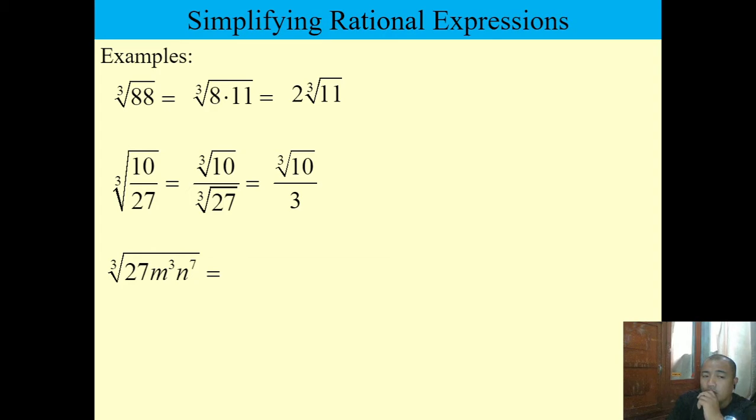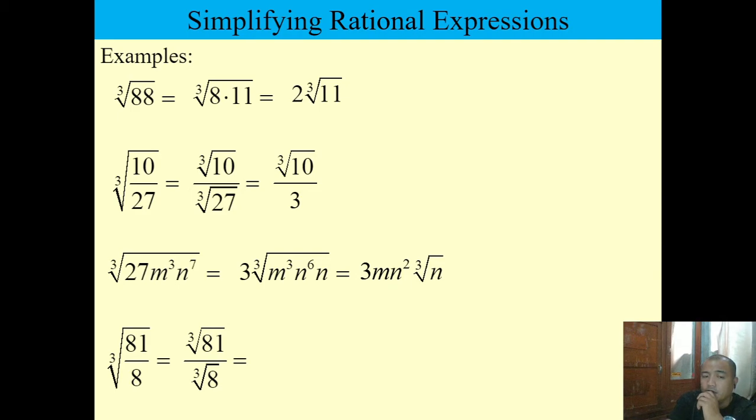Cube root of 27 m cubed n to the 7. First, we factor n to the 7 such that one of the factors is divisible by 3. So that's n to the 6 times n, right? Then the cube root of 27 is 3. So the answer is 3m n squared cube root of n. Cancel: 6 divided by 3 is 2, so n squared.